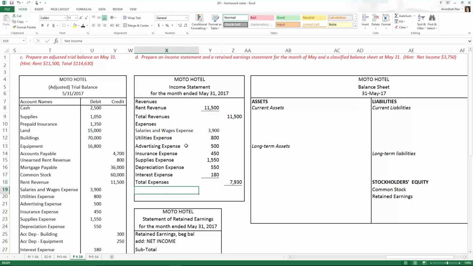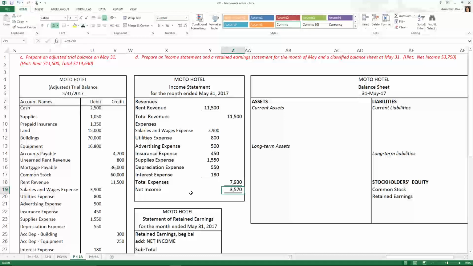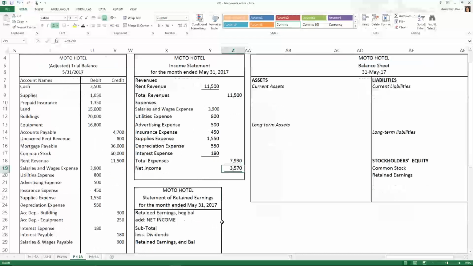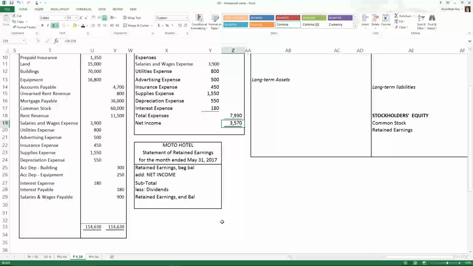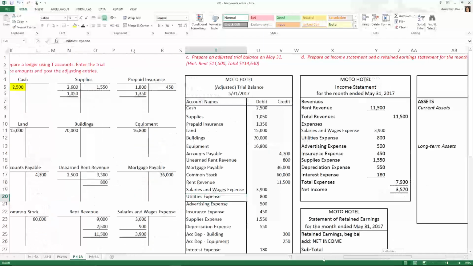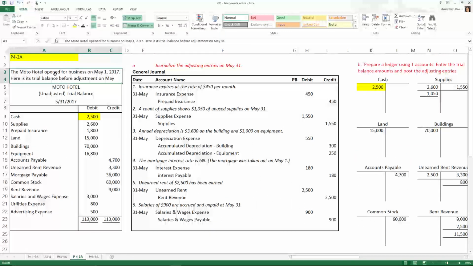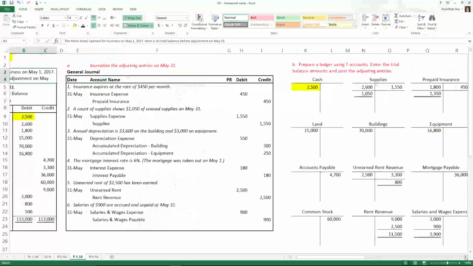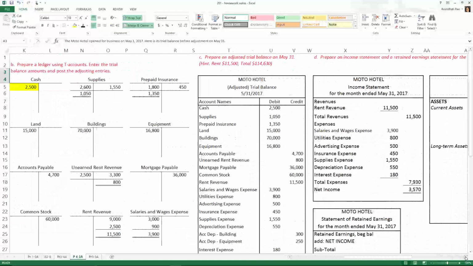The difference between total revenues and total expenses gives us a net income, and that number is $3,570 in this problem. Next, we move to the statement of retained earnings. Retained earnings beginning balance does not appear anywhere. It was not in the trial balance, nor in the unadjusted or the adjusted trial balance. The reason is, if you go back over here, we started our business on May 1st. So obviously there is nothing from a prior period. Everything we have is from now.